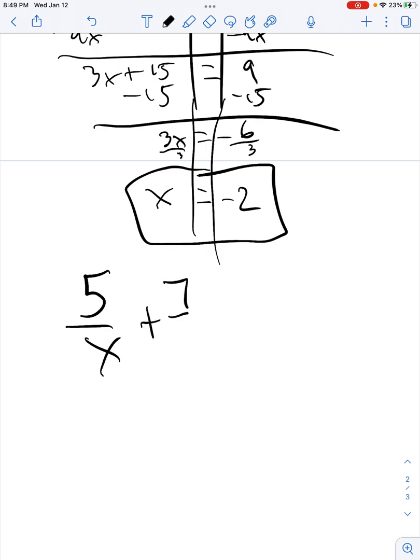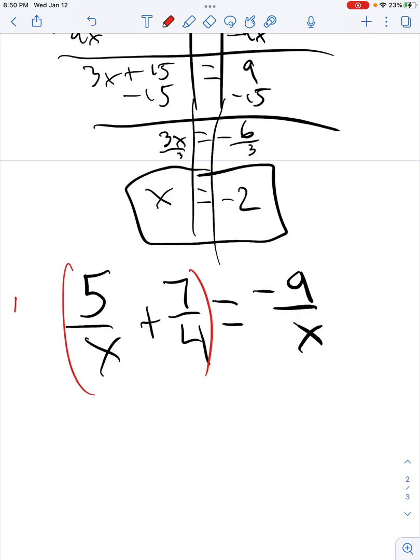There's another example. If we had something like this, 5 over x plus 7 over 4 equals negative 9 over x. I would say I'm going to multiply by the LCD, or again, what I'm going to do is I'm going to try to get everything to have the same denominator. So again, if that was the case, I would multiply this whole thing by 4x, and I would multiply this whole thing by 4x.